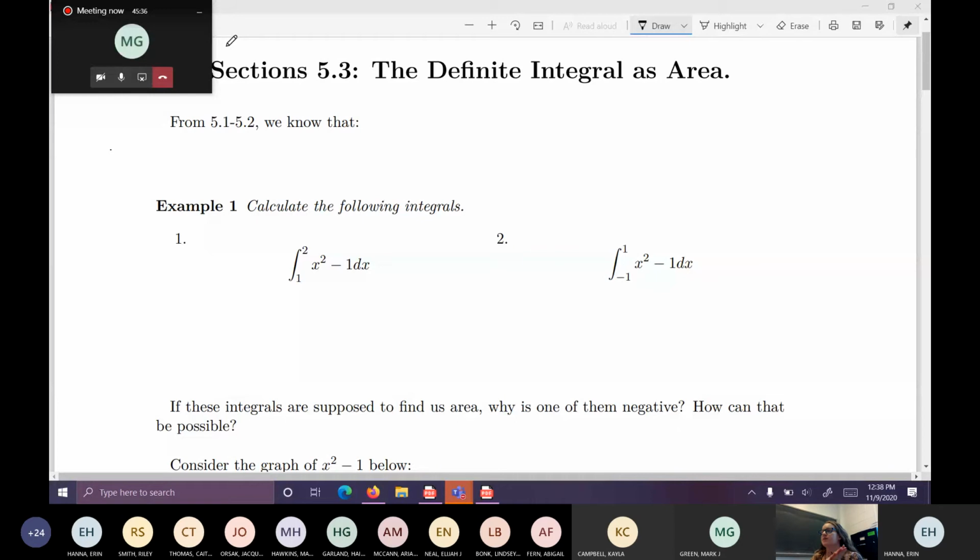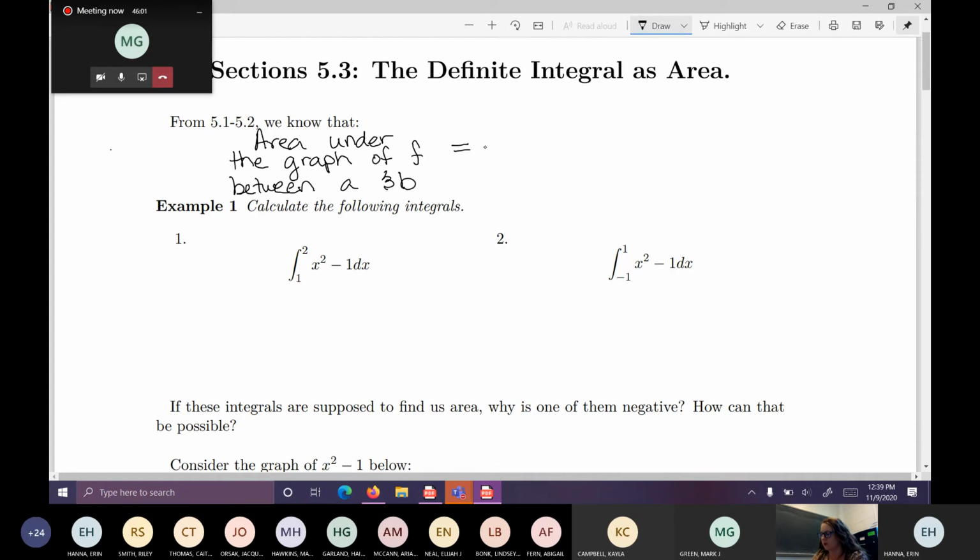So section 5.3 is about the definite integral as area. From 5.1 and 5.2, the Riemann sum stuff, we already know that the area under the graph of f, whatever function we're working over, between a and b is exactly equal to the definite integral from a to b of f of x dx. So again, really important to remember that those two are actually linked.